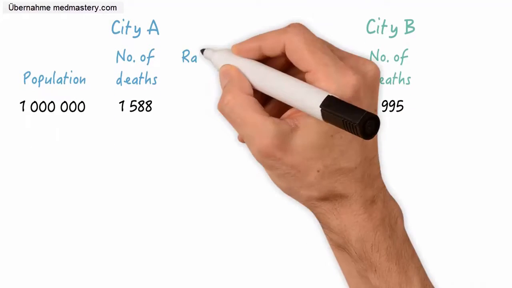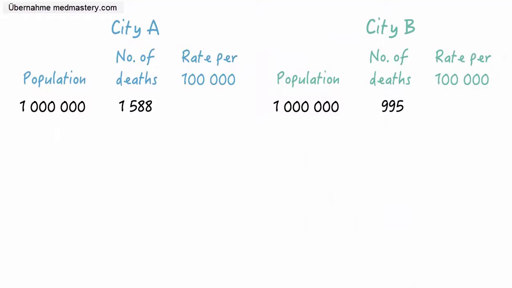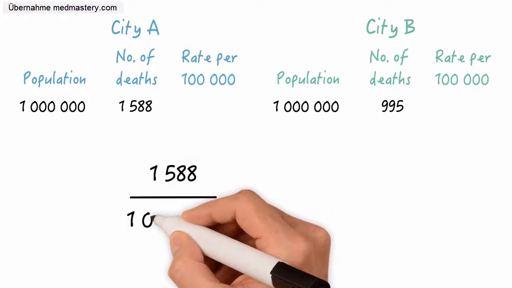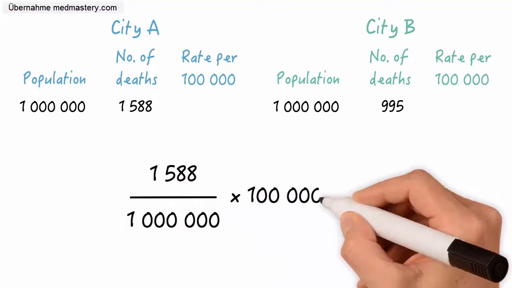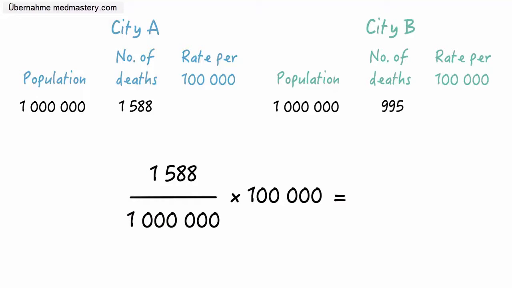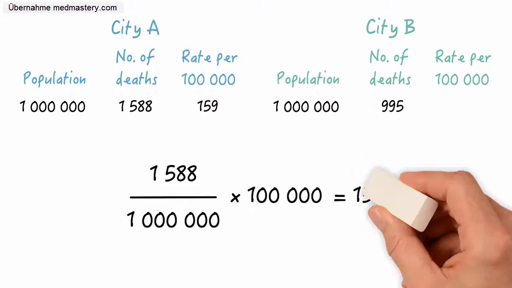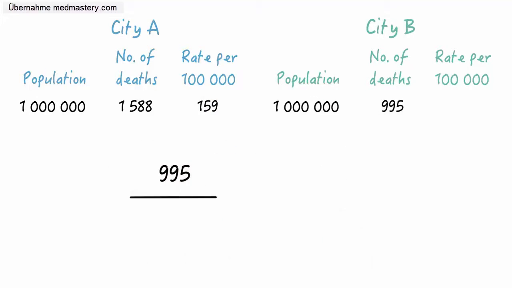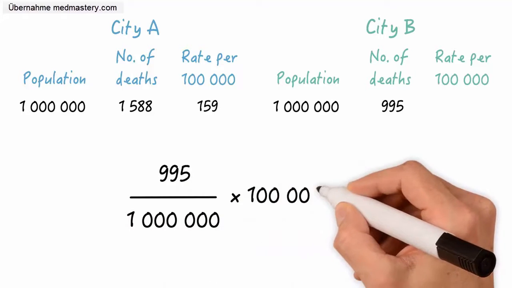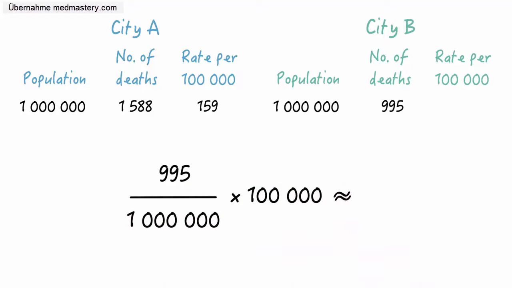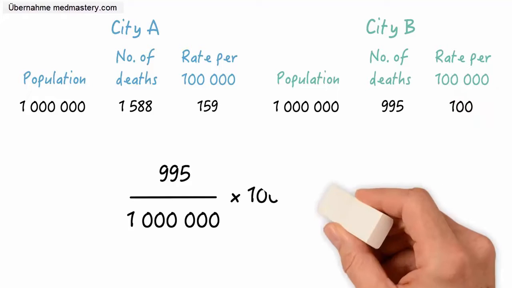Let's calculate the death rates per 100,000 population. 1,588 divided by 1 million times 100,000 equals a death rate per 100,000 of 159. And 995 divided by 1 million times 100,000 equals a rounded death rate of 100 per 100,000.